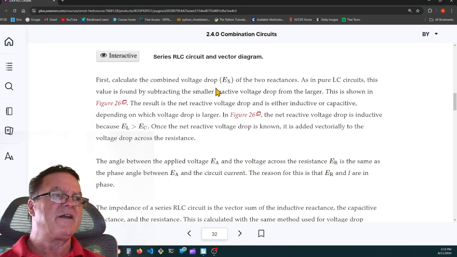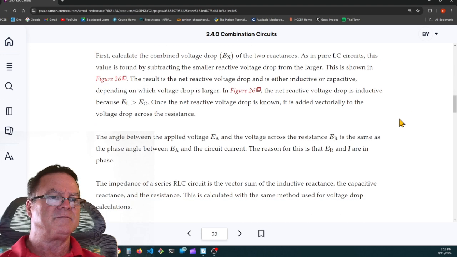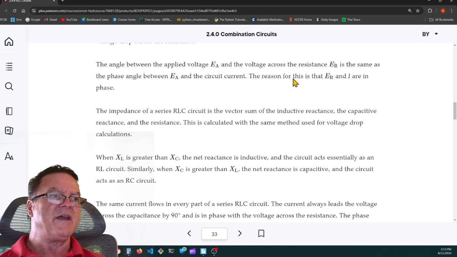First, calculate the combined voltage drop of the two reactances. As in pure LC circuits, this value is found by subtracting the smaller reactive voltage drop from the larger. The angle between the applied voltage EA and the voltage across the resistance ER is the same as the phase angle between EA and the circuit current. The reason for this is that ER and I are in phase with each other.